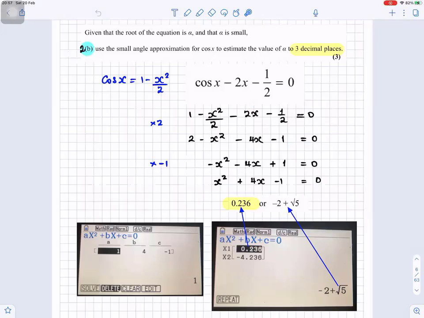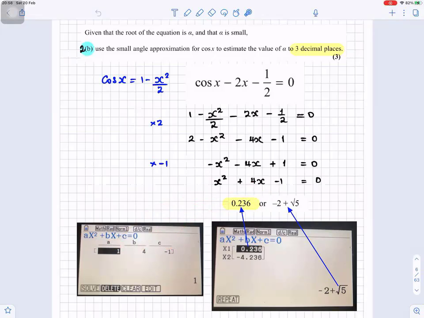Now you put this as a quadratic. 2 minus 1 is 1. So you have minus x squared minus 4x plus 1 equals 0. You can multiply by minus 1 to get x squared plus 4x minus 1 equals 0. Use your calculator. The number in front of x squared is 1. The number in front of x is 4. The number on its own is minus 1. And that will give you two answers.